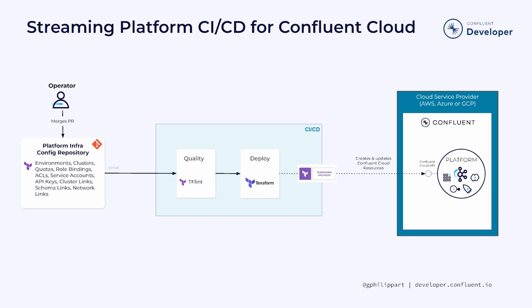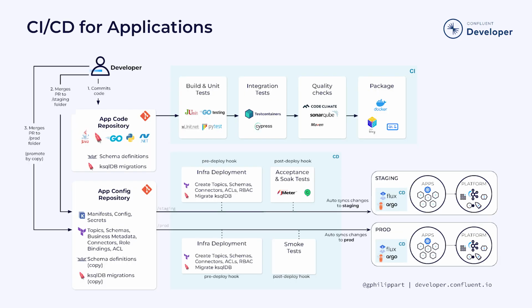You can leverage Terraform workspaces to create multiple environments, for example, development, staging, and production. So, for example, whenever you make a change in the prod folder, the pipeline triggers and will update the production environment with Terraform. Now, let's talk about the CI/CD pipeline for streaming applications.